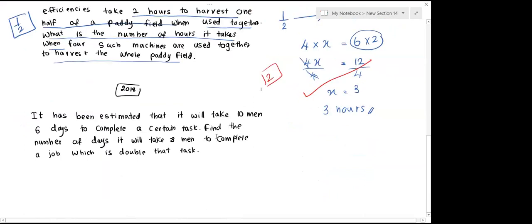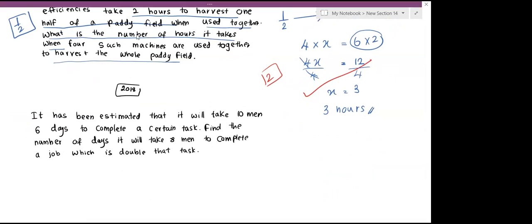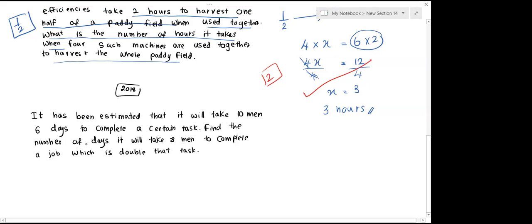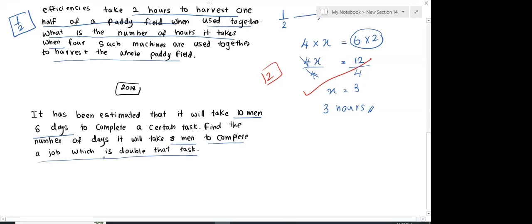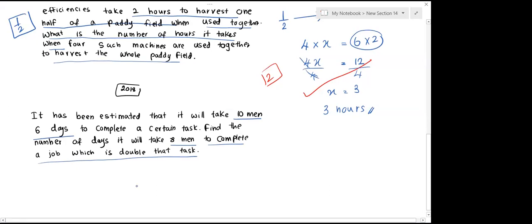Let's move to the last question, 2018 one. It has been estimated that it will take 10 men 6 days to complete a certain task. Find the number of days it will take 8 men to complete a job which is double that task. The question asks how many days 8 men will need to finish a job double that task.